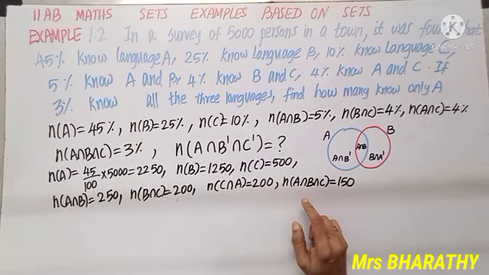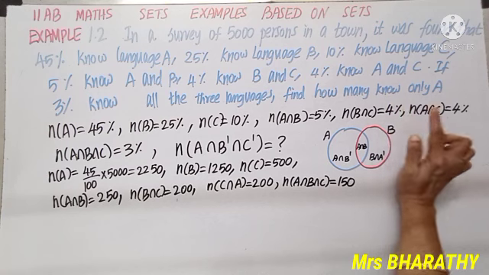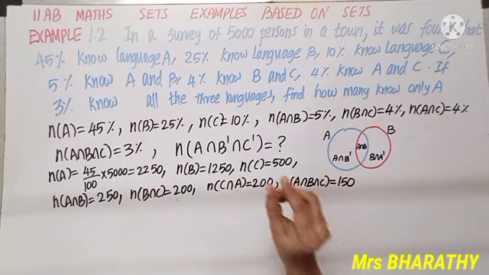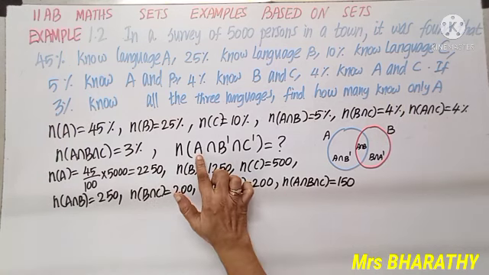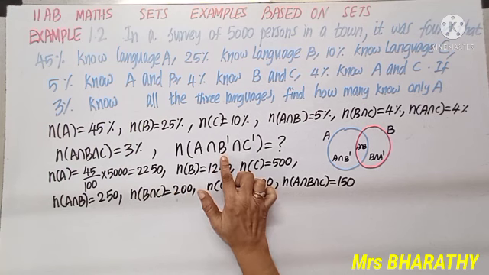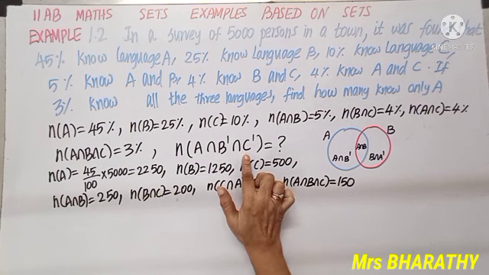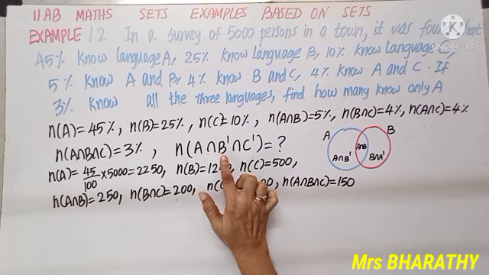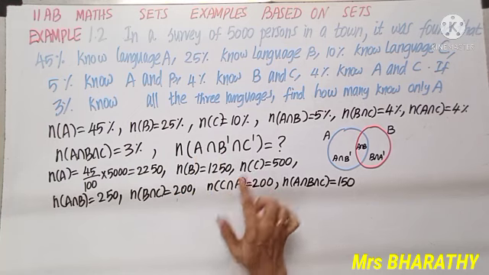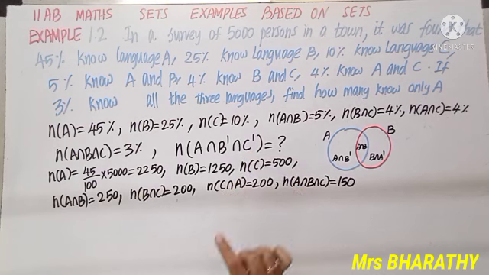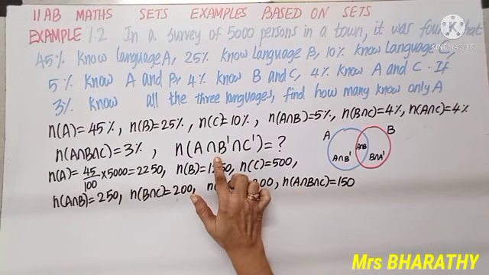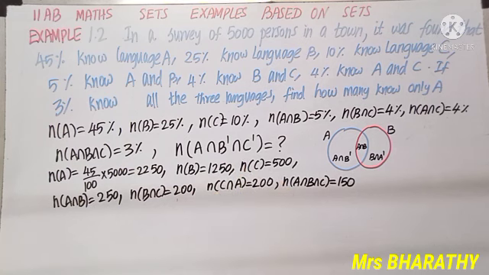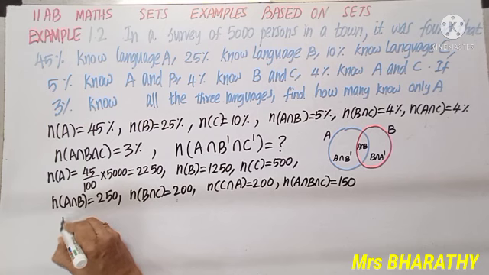What is the question? How many know only A? Only A tells me A alone. B I don't want, C I don't want. So A intersection, B I don't want means B complement. C I don't want means C complement. So A intersection B complement, intersection C complement. To find this out, let us use De Morgan's law.